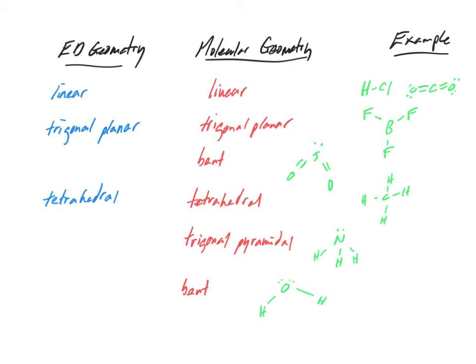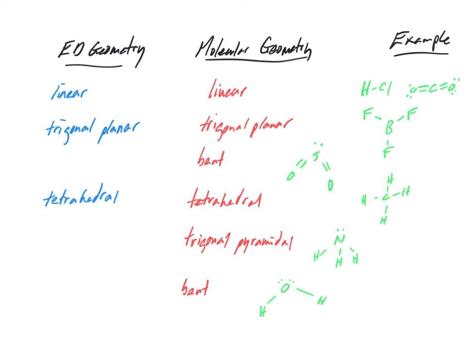Well, that's because they're both negatively charged, right? These electrons that are either in bonds with other atoms or non-bonding are negatively charged, and like charges repel each other. So no matter how many of these electron pairs are around the central atom, they're going to repel each other as much as possible.